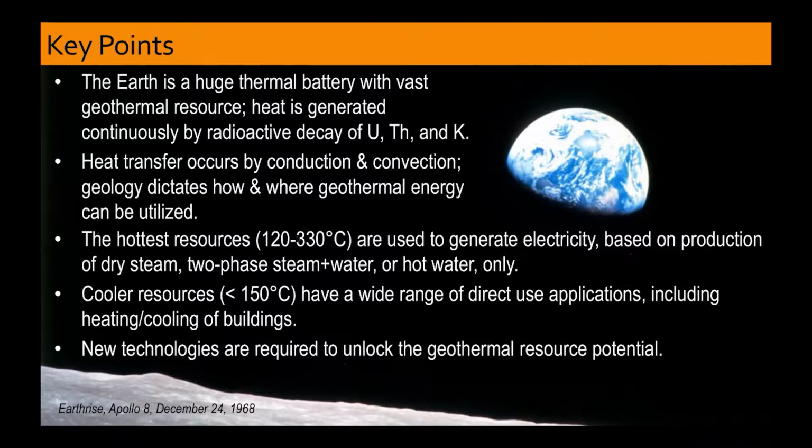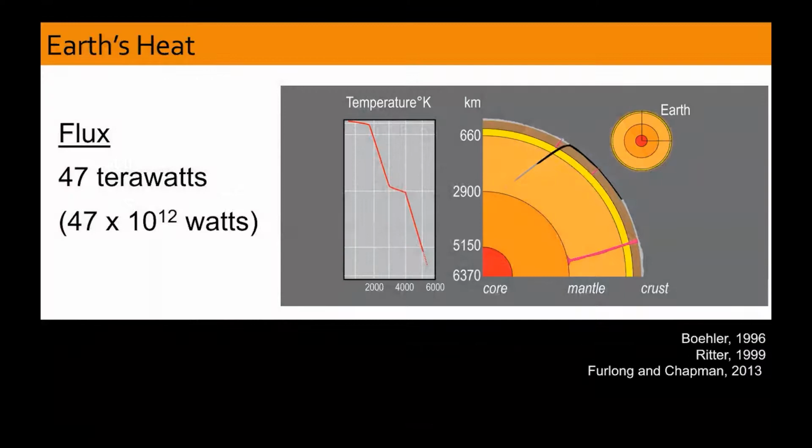So let's start with Earth's heat. The cross-sectional view shows that Earth's internal structure is made of concentric layers comprising the core, mantle, and crust, and each has a distinct thermal regime. The hottest temperature in the core exceeds 5,500 degrees Kelvin. At the base of the crust, the temperature is just below 2,000 degrees Kelvin.